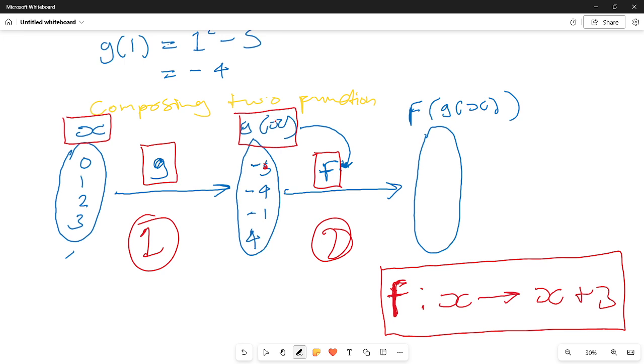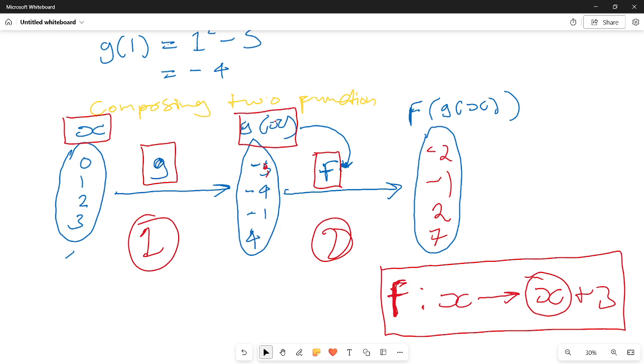In this case, we are going to start by substituting -5 where there's x here. Then we are going to get -2. -4 substituted, we are going to get -1. -1 substituted, we are going to get 2. Then 4 substituted, we are going to get 7.